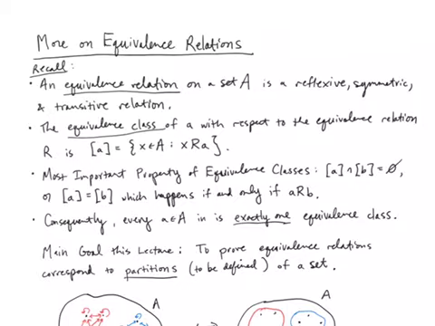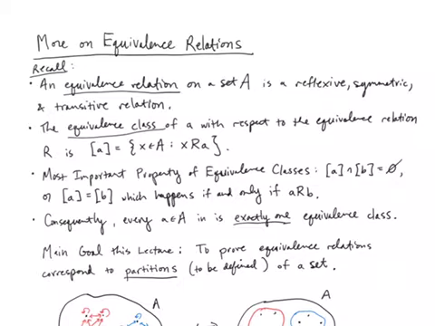The main concept we defined last time was the equivalence class of an element a with respect to an equivalence relation, and that is a subset of A. It's the set of x in A that are related to that small a. So x in A such that x R a.